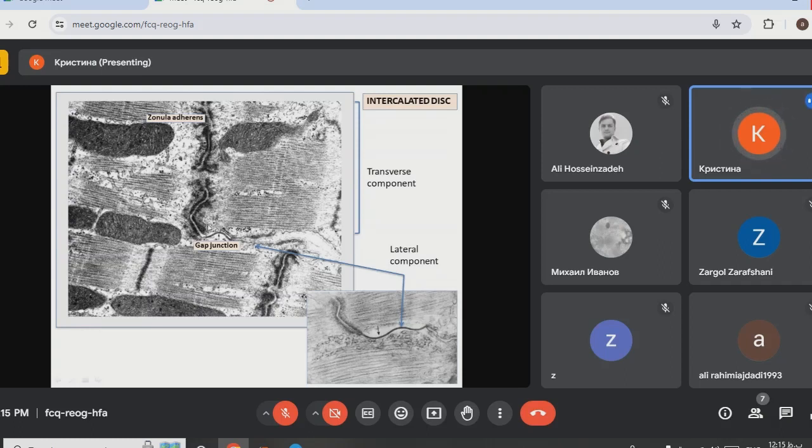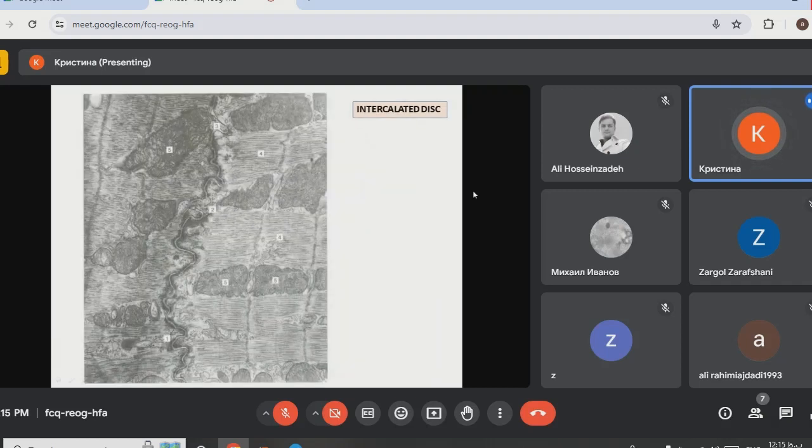In the transverse component, we will have the zonula adherens junctions where we have myofilaments, myofilament here, and in the areas where no myofilaments are present, for example here, we will have the desmosome. The same is in this picture. This is the intercalated disc.